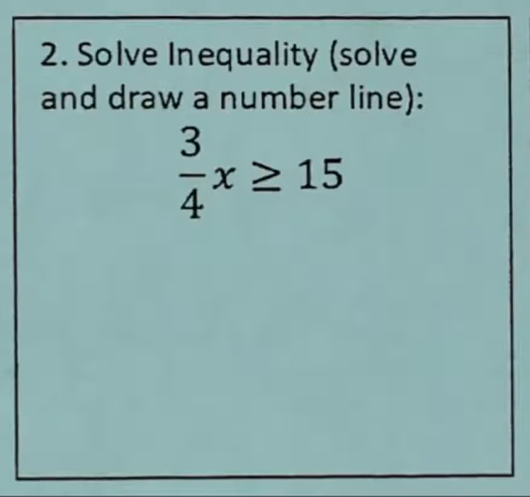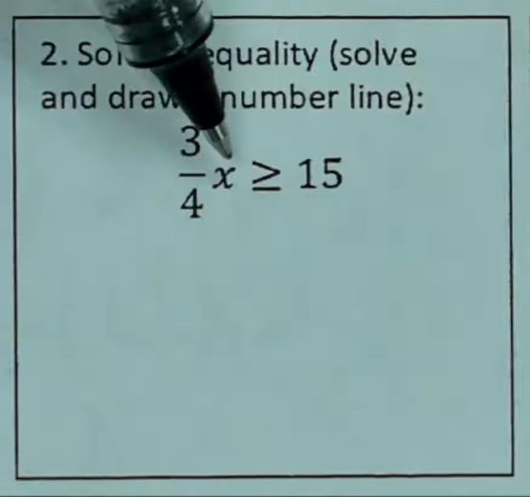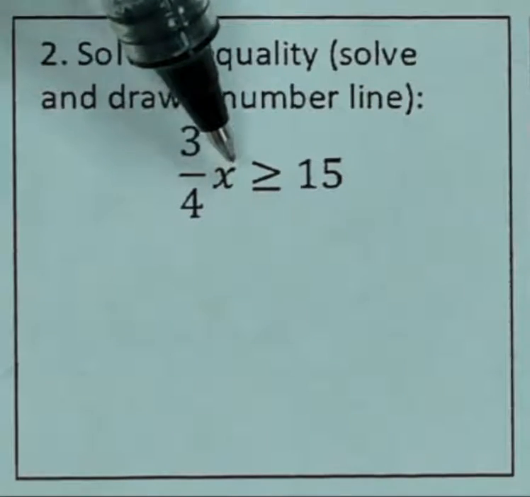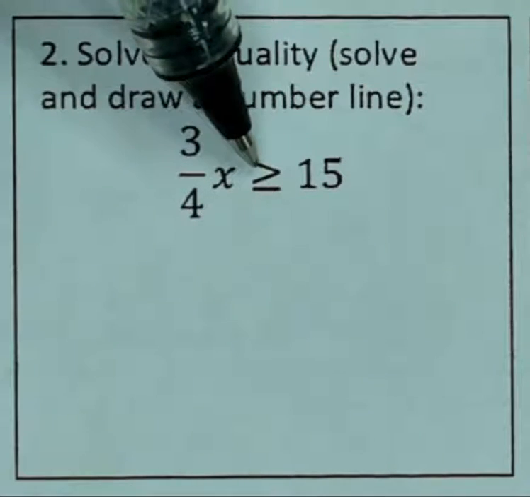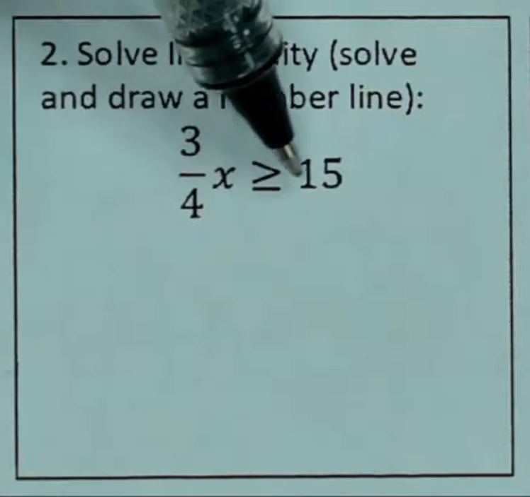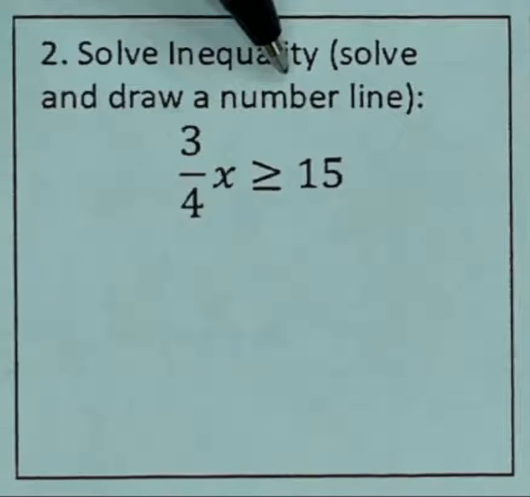Looking at a question like number 2, where we're solving an inequality, meaning we're trying to find the value that can be substituted in for x and make this a true statement, that this side is going to be greater than or equal to 15. And we're going to draw a number line.